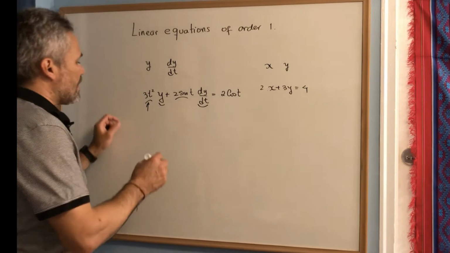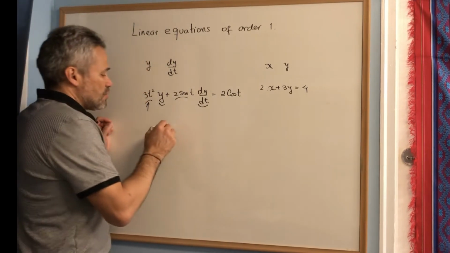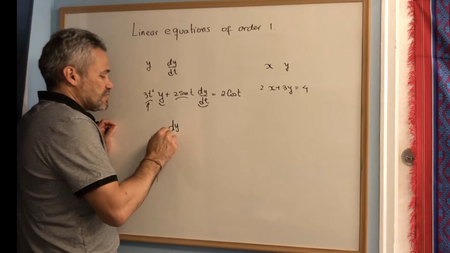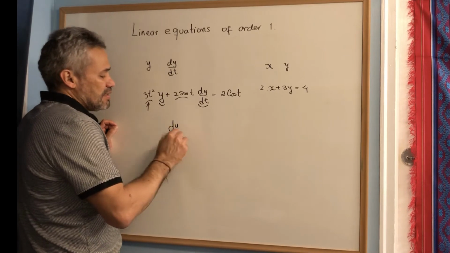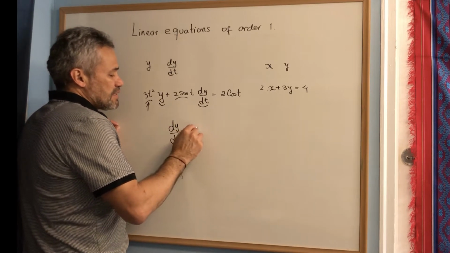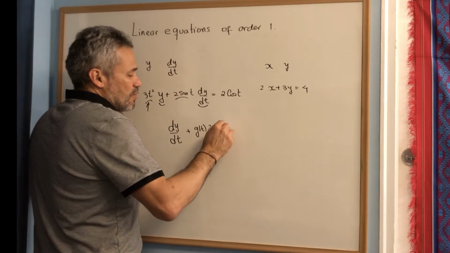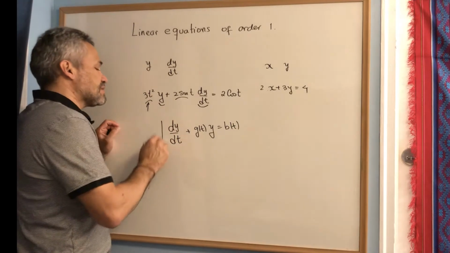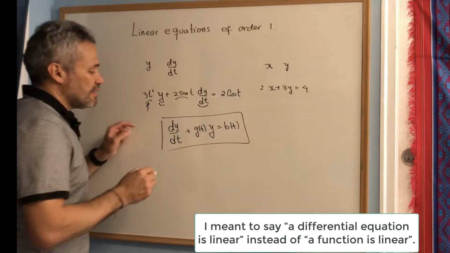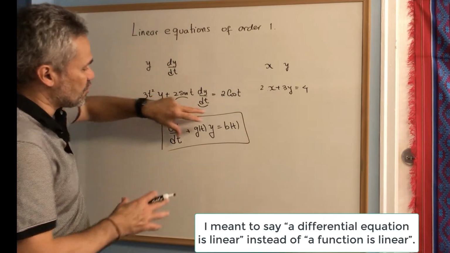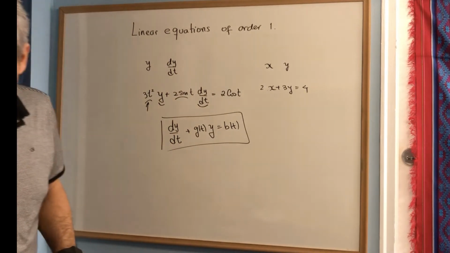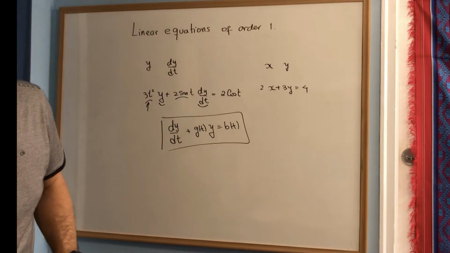In general, we can write a linear equation in this form. We can just solve for dy/dt, and we can say dy/dt plus g of t times y equal b of t. Then you can say an equation is linear if you can rearrange it so that it looks like that. Let me show some examples.